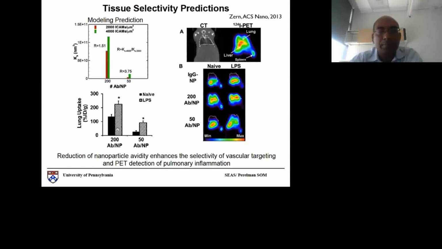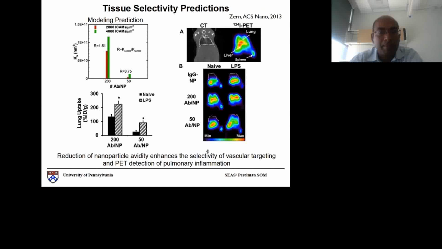This was done by Vladimir Muzykantov and his postdocs, where they have shown that you get a very similar in vivo dependence of the selectivity. So if you operate at 50 antibodies per nanocarrier, the selectivity is about 4 to 5-fold, whereas with 200 antibodies per nanocarrier, which is 100% saturation, the selectivity is not that great. And this was done using positron emission tomography experiments.